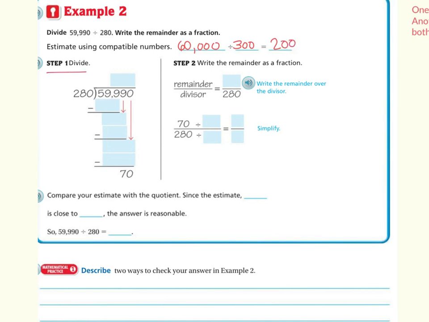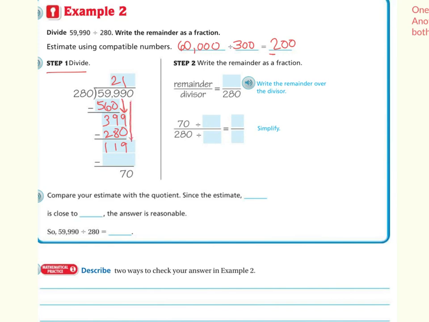Now let's divide the actual numbers. 280, well, we know that it goes in about 200 times. So if we try 2 times 280 is 560. I'm going to subtract. I get 9 from 0, which is 9. 9 from 6 is 3. I bring down my 9. Now I have 399. I have 280 going into 399. Goes in 1 time. 280. 9 from 0 is 9. 9 from 8 is 1. And 3 from 2 is 1.